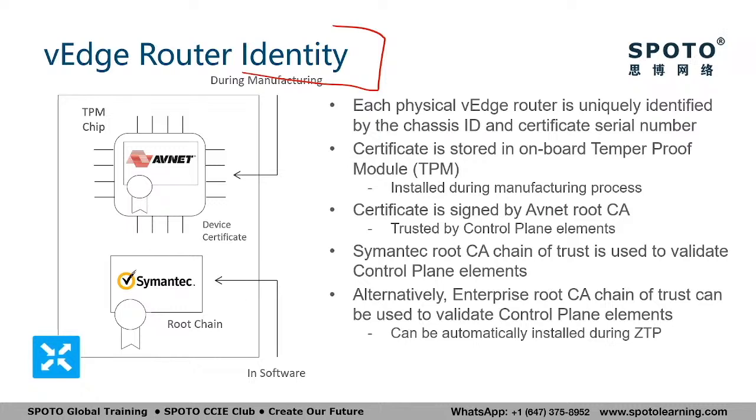Symantec root CA chain of trust is used to validate control plane elements. Alternatively, enterprise root CA chain of trust can be used to validate control plane elements. So basically, you can use Symantec root CA to validate the control plane elements, as AVNet is the root CA for the certificate at the hardware level for the hardware solution. Symantec is a root CA for the software.